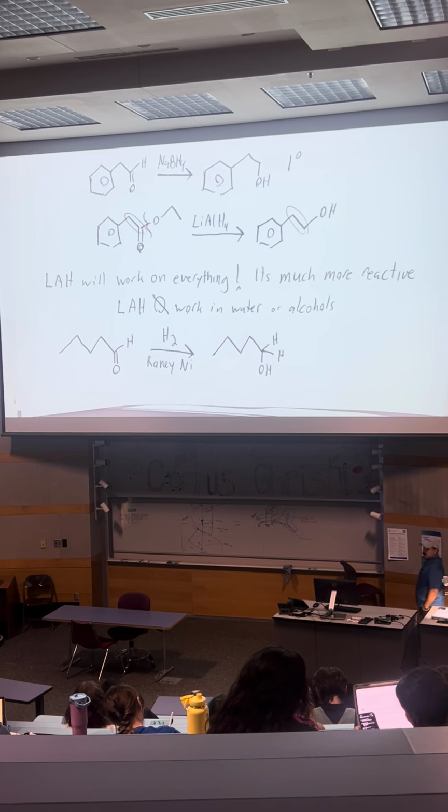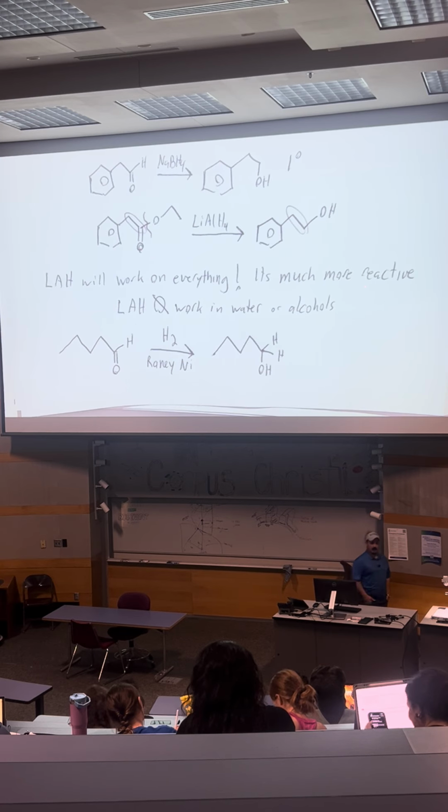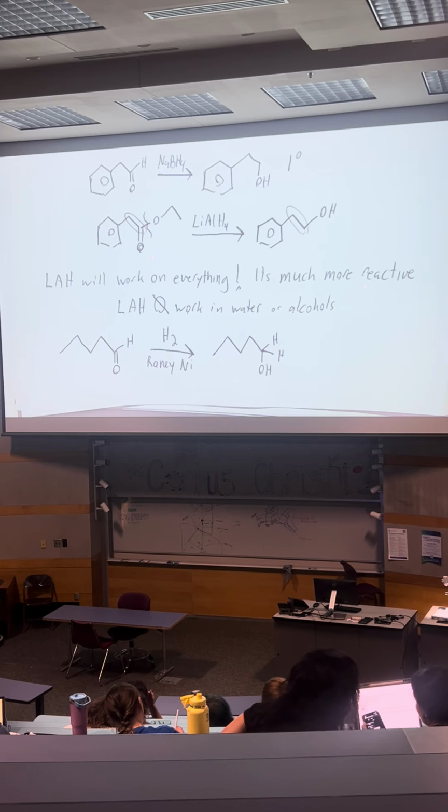So you throw palladium on charcoal at this, and the carbon is gone. That's it, it's just gone. You get an alkane. Right? Just like alkenes become alkanes, alkynes become alkanes. Same chemistry, except with Raney nickel, you get to the alcohol.